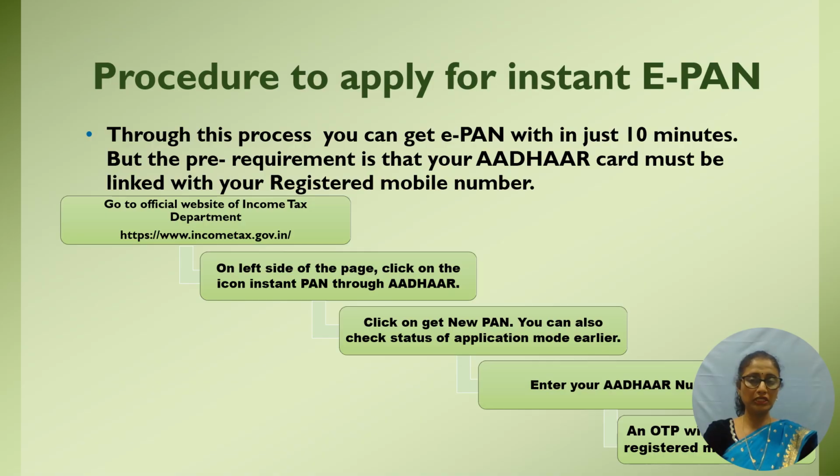Procedure to apply for instant ePAN. Through this process you can get an ePAN within just 10 minutes. In this form you will get only an e-copy, not the hard one, but the pre-requirement is that your Aadhaar card must be linked with your registered mobile number.